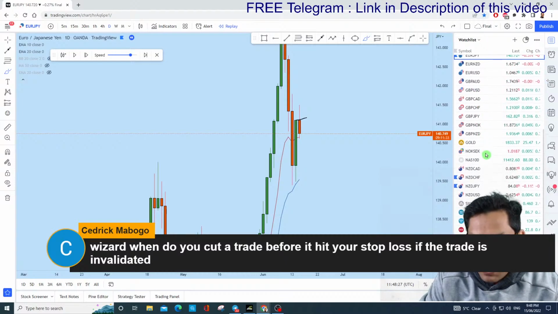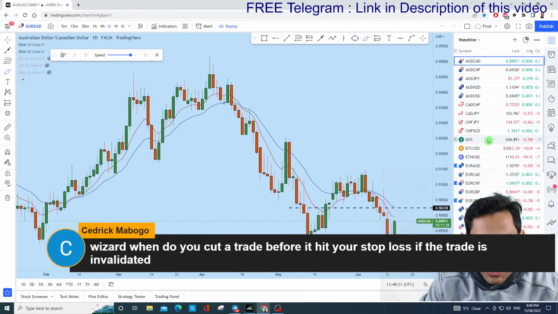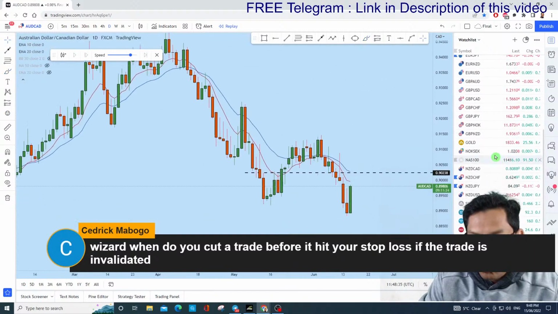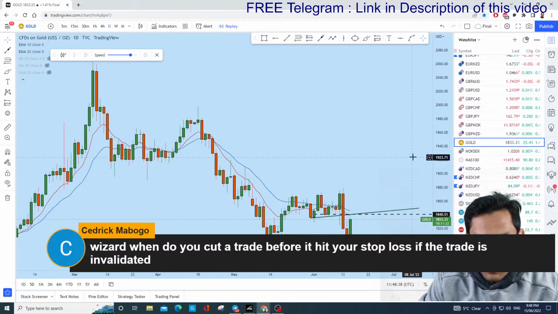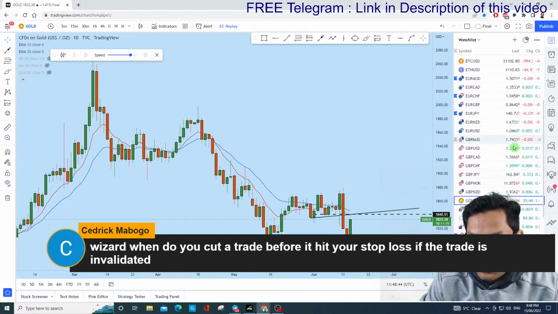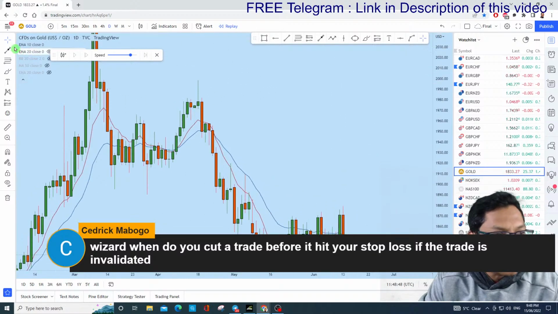As you have seen in my past trading, we have secured a good profit on AUDCAD, from here a sell trade. We secured good profit on gold last day, and on quite a few trades: GBPJPY, CADJPY. So quite a few winning trades.